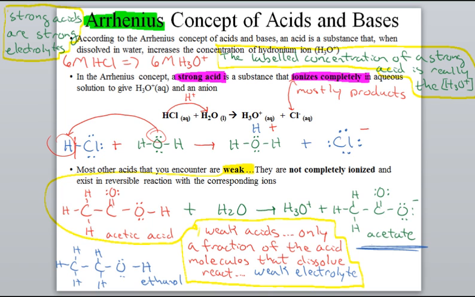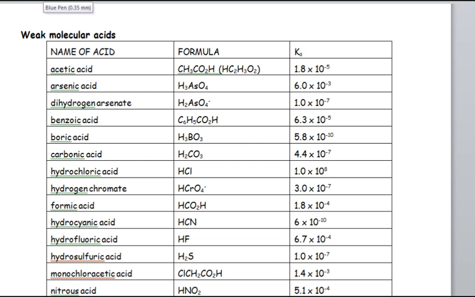So if we had a weak acid reacting with water, and we saw its equilibrium constant, that K sub C value, it should be a number that indicates that it's mostly reactants at equilibrium. Note that the equilibrium constant, that K value, can be used to indicate acid strength. The K value, remember, is a ratio of product concentrations over reactant concentrations.